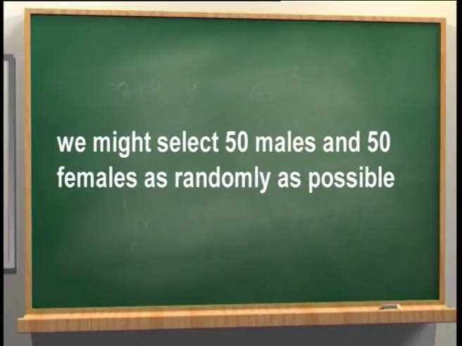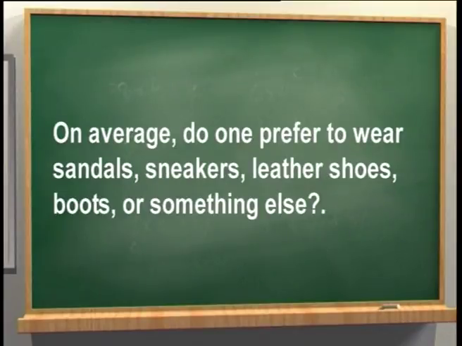For example, if you wanted to know if there is any relationship between the gender of Indian college students at a particular university and their footwear preferences, we might select 50 males and 50 females as randomly as possible and ask them, on average, do they prefer to wear sandals, sneakers, leather shoes, boots, or something else? In this example, our independent variable is gender.